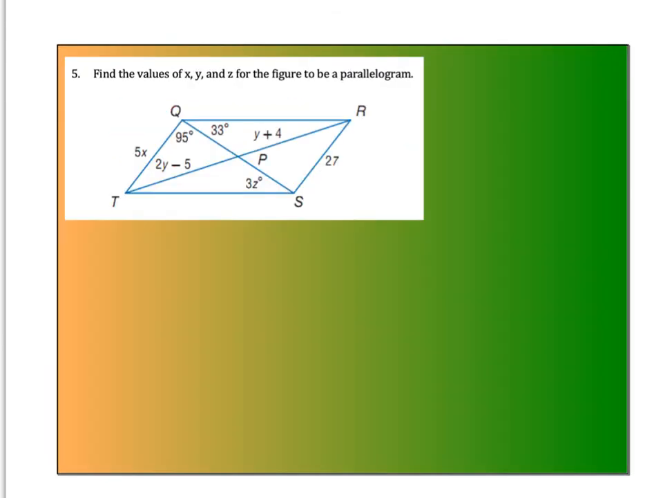Please pause the video and try number 5. You're going to try to solve for x, y, and z, all 3 of them. So for x, I'm going to use the 5x and the 27. Opposite sides are congruent. So 5x will equal the 27. Divide by 5. And x equals, it's a decimal, 5.4.